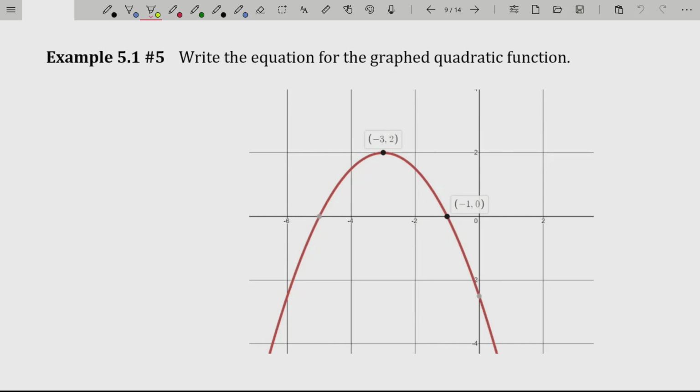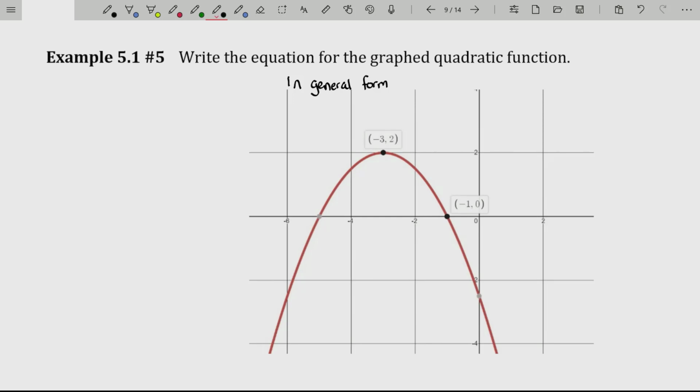So write the equation of the graphed quadratic function. And I'm going to just expand on that and say, write the equation in general form. The reason I want to do that is because I want to make sure that you can see the difference between the standard form and the general form. Standard form is awesome, don't get me wrong, but I would like to get to general form if I can.